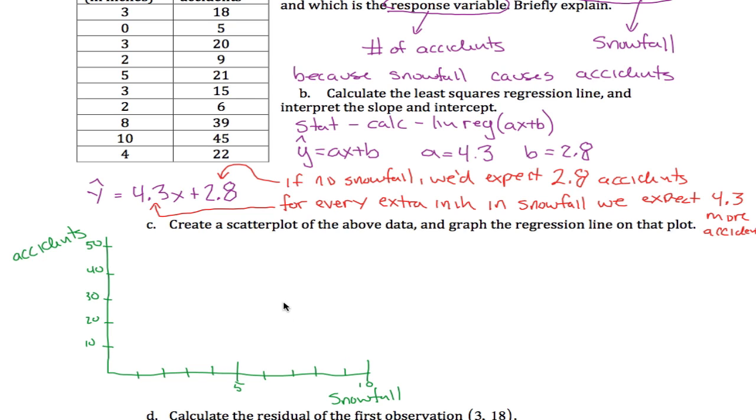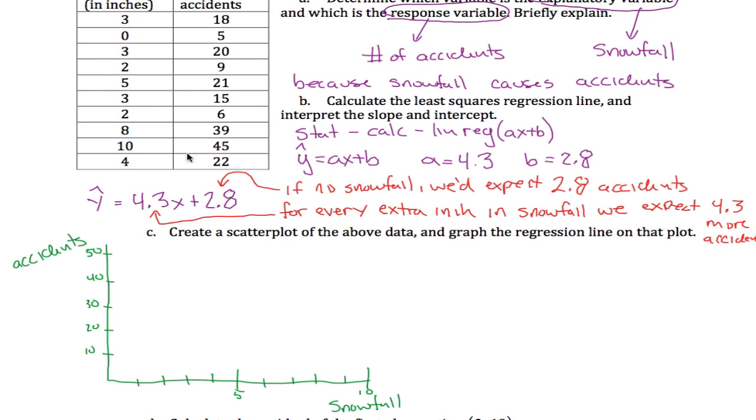Now it's good enough. And then what you do is you plot each of these points. So our first point is when x equals 3, y equals 18. So here's 3, 18, I don't know, somewhere in here. Next one is when x equals 0, y equals 5. So here's 0, here's 5. Then you continue in that fashion. 3 and 20, 2 and 9, 5 and 21. Probably should pause this video and do this on my own time. But we've gone this far.